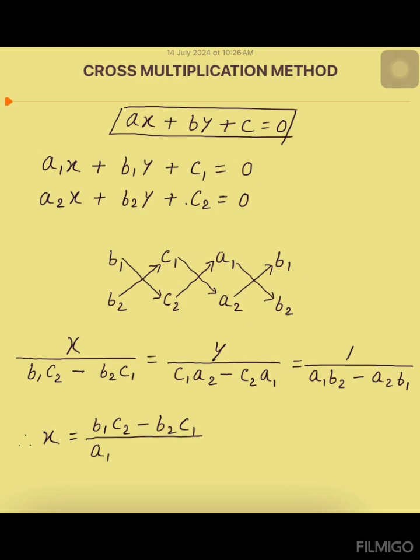So x we can find out by b1 c2 minus b2 c1, over a1 b2 minus a2 b1, if you cross multiply. Then y equals c1 a2 minus c2 a1 by a1 b2 minus a2 b1. So this is the rule over here. The second last part is the mandatory one, but not the last. If you want to remember the formula, it's up to you. Let us take an example.